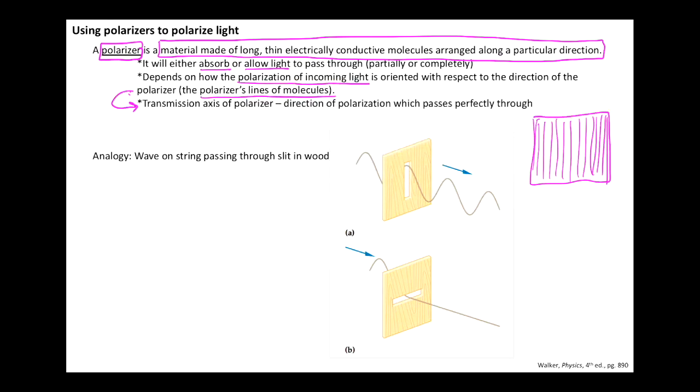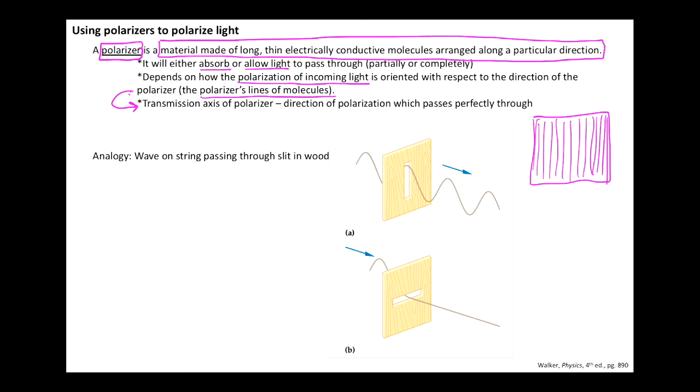So think of the electric field of the EM wave and imagine it has a particular plane that it's in. And then think of the polarizer as having all of these lines of molecules that lie in a particular direction, and think about that plane. The relative difference between those two is going to have some effect on how well the light can pass through the polarizer, okay? So take a look there below.